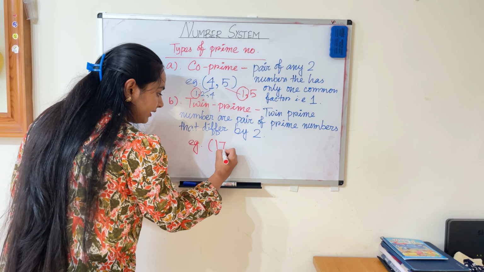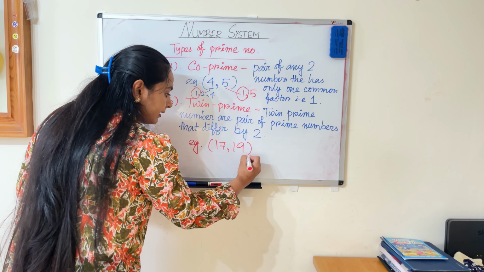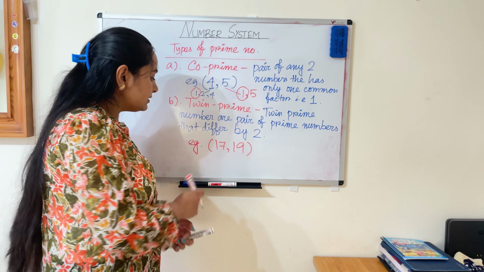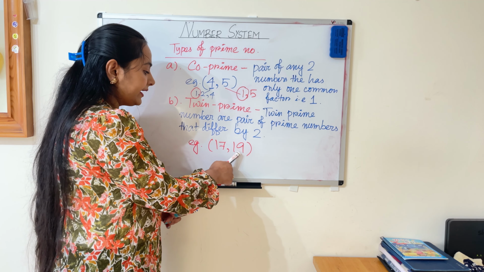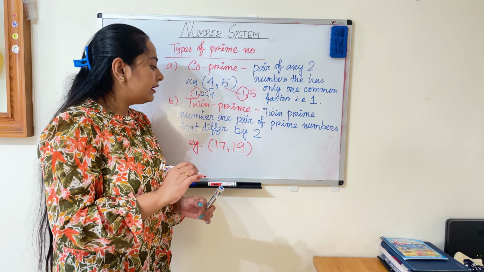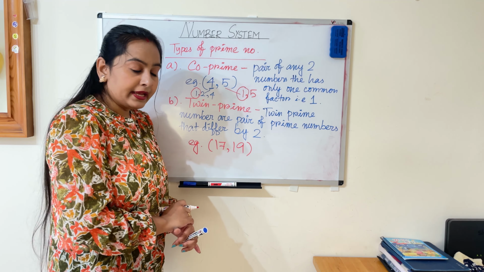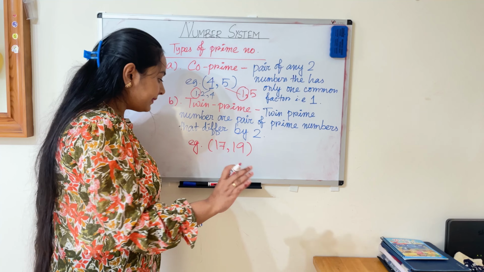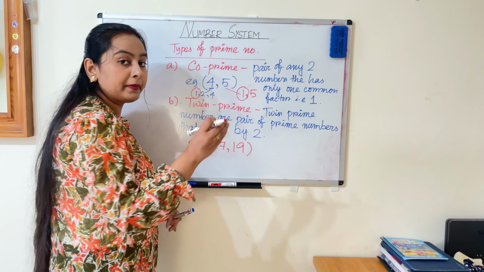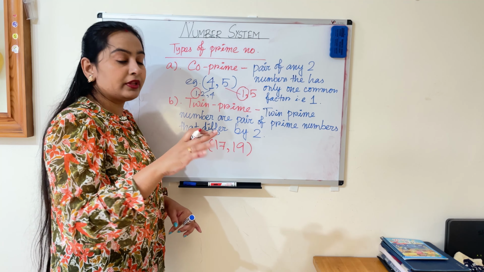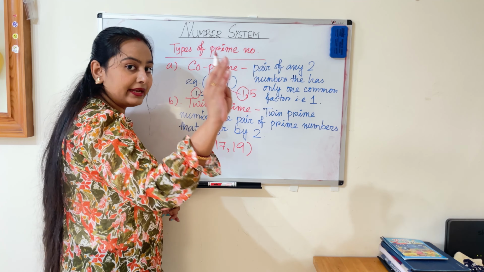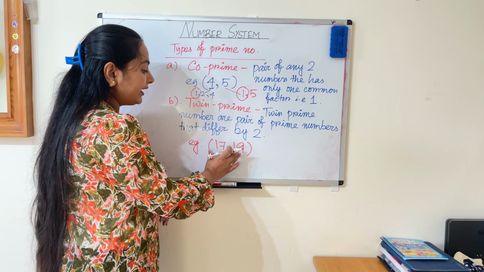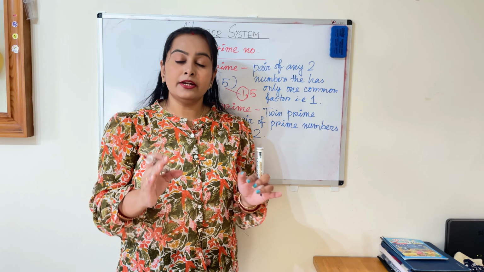Suppose 17 and 19. This one is a set of twin prime numbers. Why? Because 17 and 19 are individually prime numbers and they have no common factor except 1, and at the same time they differ by 2. Differ by 2 means the difference between them is 2. See, 17, 18, 19, a difference of 2 is there, right? So that's why this set of 17 and 19 is considered as twin prime numbers.